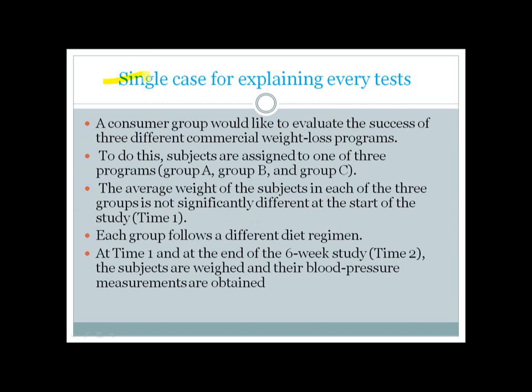Here is a single case that I brought from BRS for explaining every type of test. Suppose a consumer group would like to evaluate the success of three different commercial weight loss programs. To do this, subjects are assigned to one of the three programs: Group A, Group B, and Group C. The average weight of the subjects in each of the three groups is not significantly different at the start of the study, which is time 1. Each group follows a different diet regimen, and at time 1 and at the end of the 6-week study, time 2, the subjects are weighed and their blood pressure measurements are obtained.